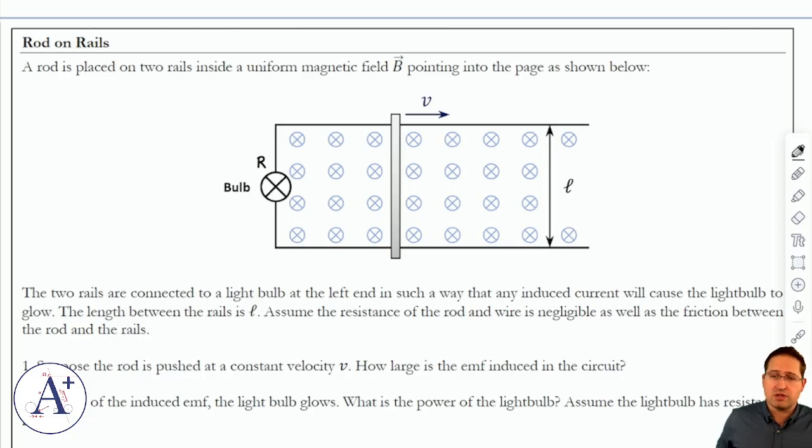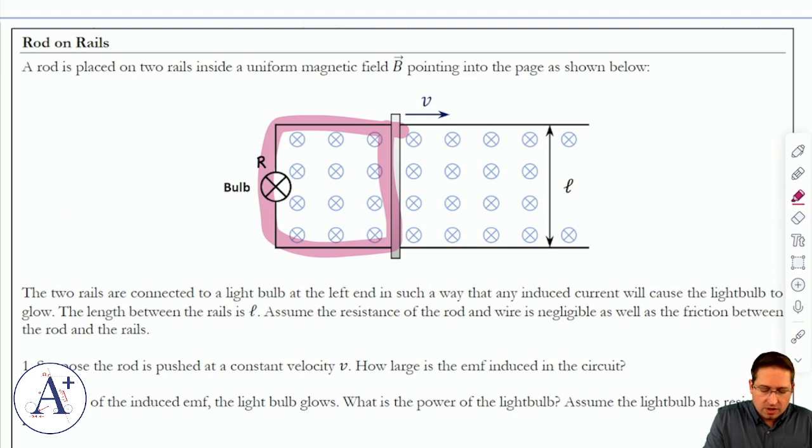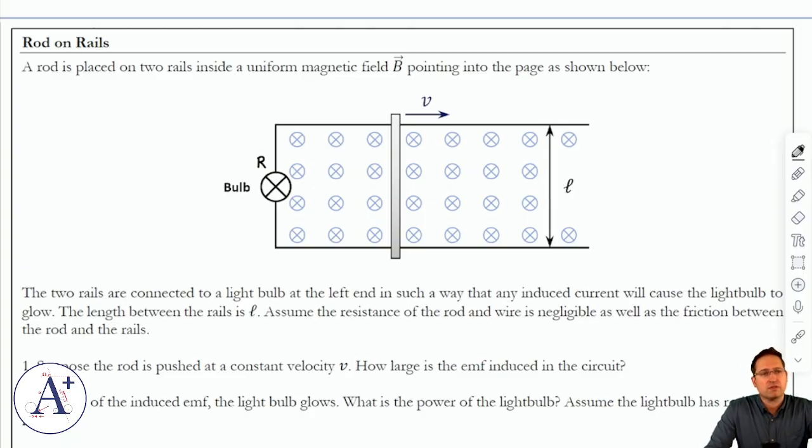So here the point is there's only one loop. It's on the left-hand side. This is the loop, and therefore that is the area that I'm interested in when it comes to finding the magnetic flux.